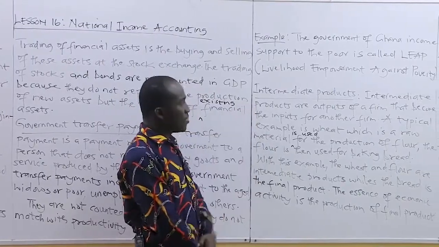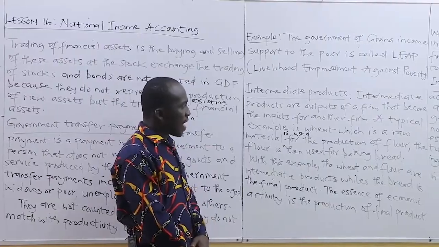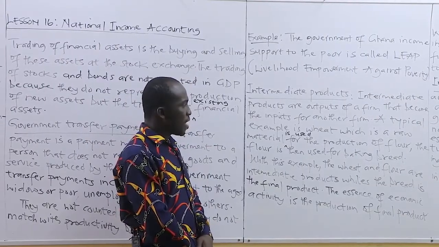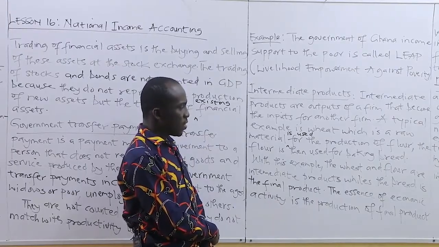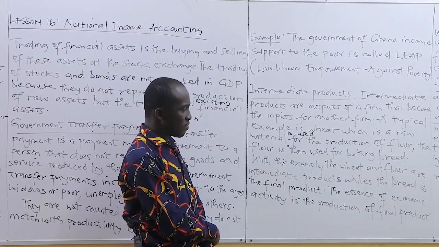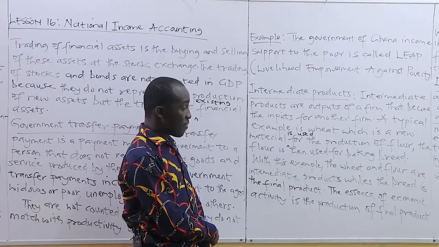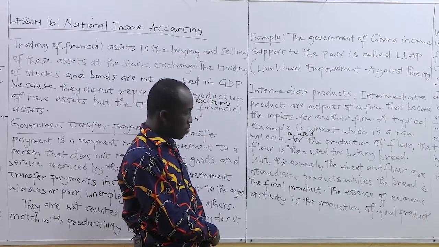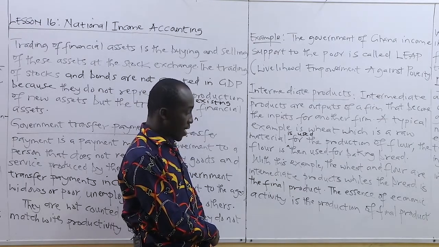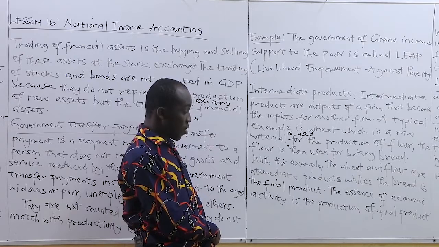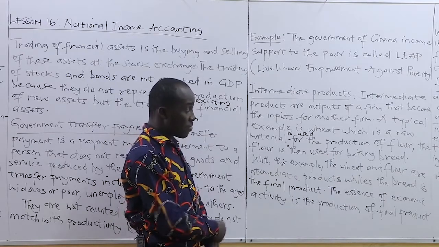We have intermediate products. Intermediate products are the output of a firm that becomes the input for another firm. A typical example is wheat, which is a raw material used for the production of flour, and the flour is then used for baking bread. With this example, the wheat and the flour are intermediate products, while the bread is the final product. The essence of economic activity is the production of the final product.